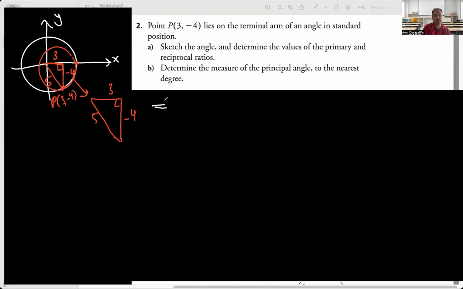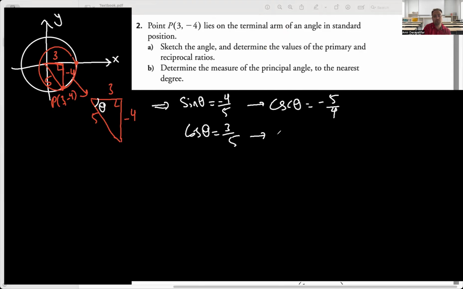So if I want to figure out the angle, theta is going to be the angle that it makes with the x-axis. So sine theta is going to be -4/5. Therefore cosecant theta would be the reciprocal, so that's -5/4. Cosine theta is going to be 3/5, adjacent over hypotenuse. So therefore secant theta would be 5/3. And tan theta would be -4/3, which is opposite over adjacent. So therefore cotangent theta would be -3/4.